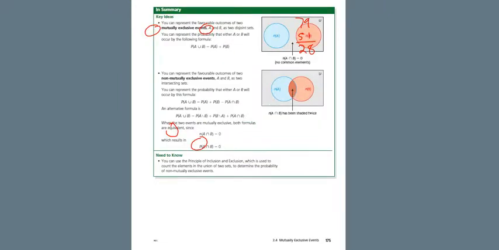What's next? This is just the summary. I wouldn't worry about these formulas too much. Not this formula, for sure, right? And then just remember mutually exclusive, etc.